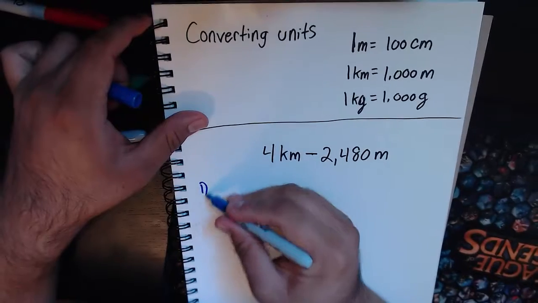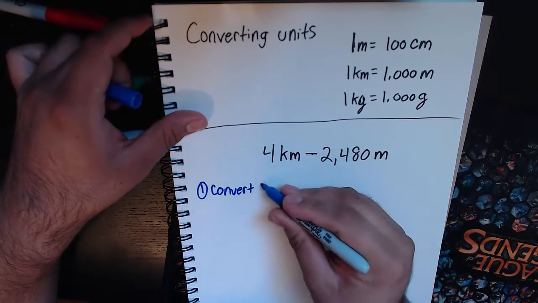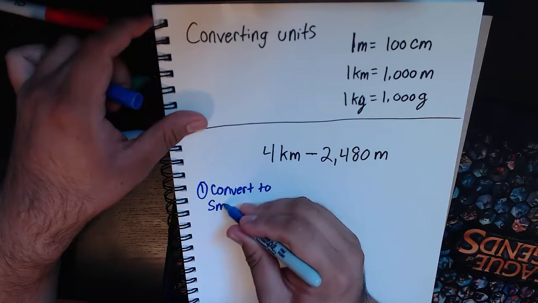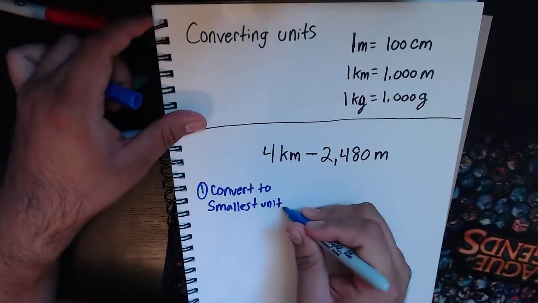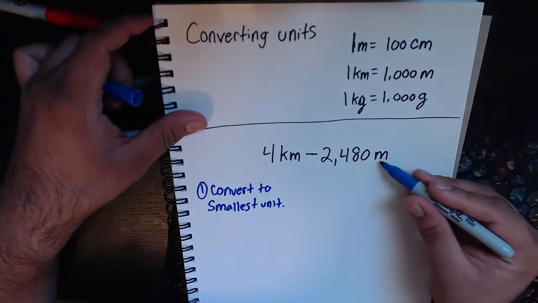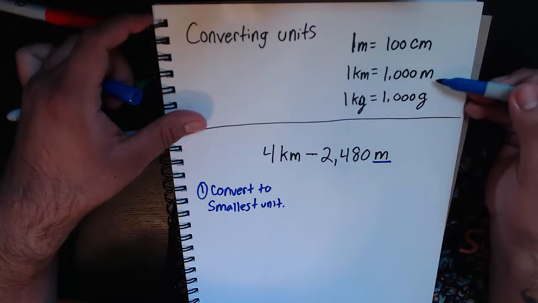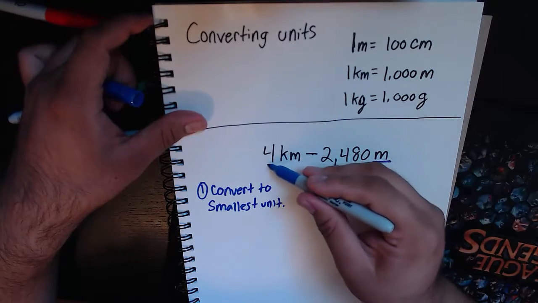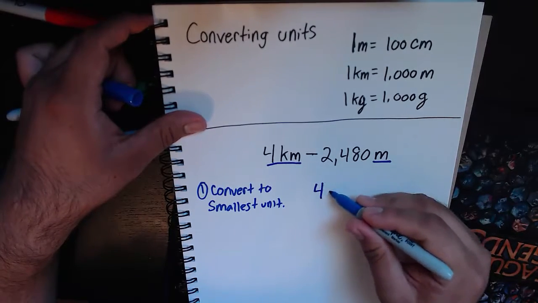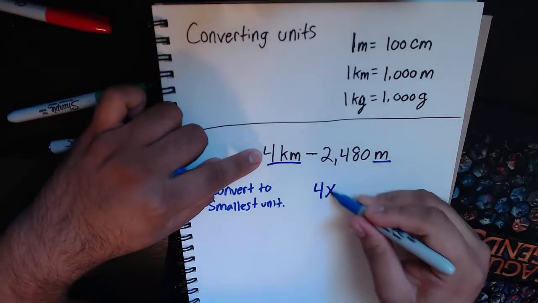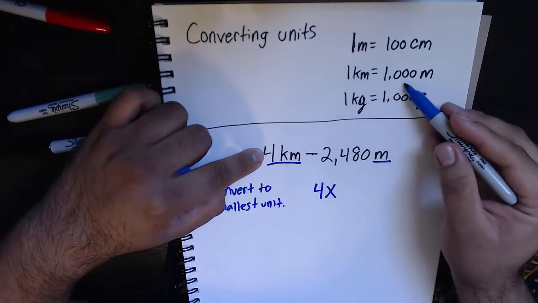Now, the first thing that I want to do is convert to the smallest unit in my problem. So number 1 is convert to smallest unit. And in this case, we have meters, which as we see over here, 1 kilometer is bigger than meters. So I need to convert this 4 kilometers to meters. And the way that I would do that is 4 kilometers times the 1,000, because 1 times 1,000 will give me 1,000 meters.